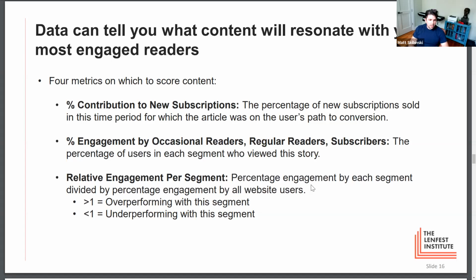And then the last is looking at the relative engagement, what's disproportionately popular with those segments, because you may see that certain content is overperforming with those really engaged readers, then you might want to produce more of that to keep them engaged and convert them.